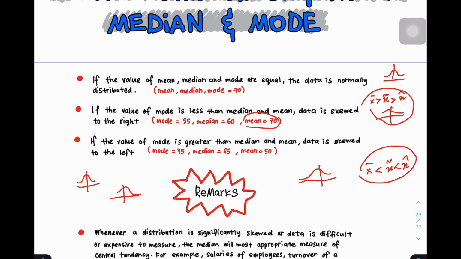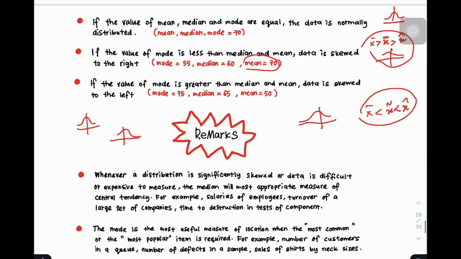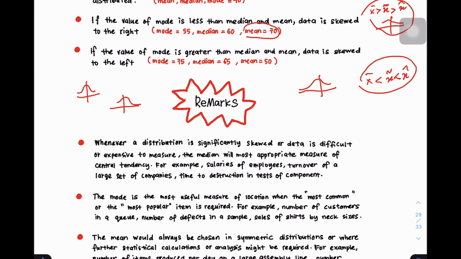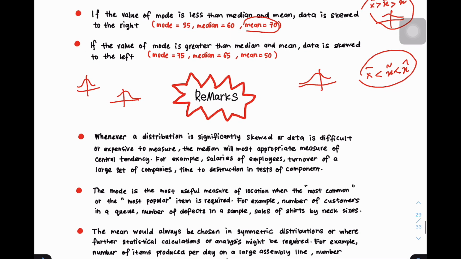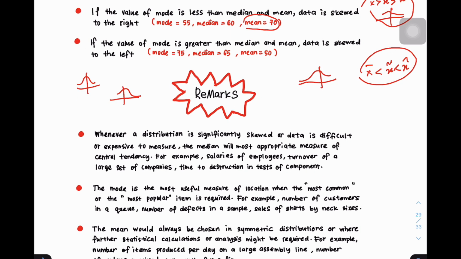Kalau sama dengan semua, dia adalah normal. Kalau dia besar daripada, dia adalah positive. Kalau dia kurang daripada median dan mode, dia adalah negative skewness. Okay, so whenever a distribution is significantly skewed or data is difficult or expensive to measure, the median will be the most appropriate measure of central tendency.